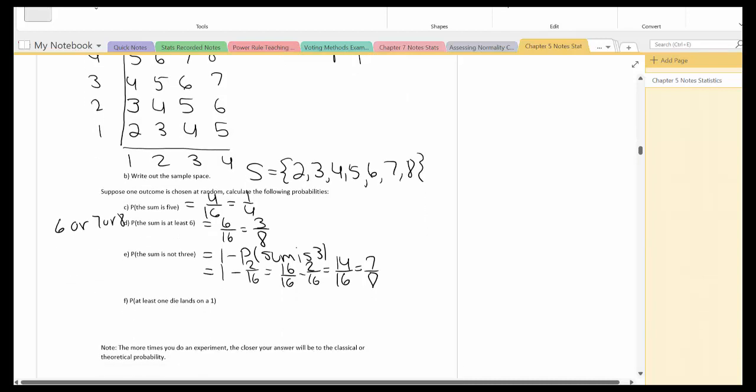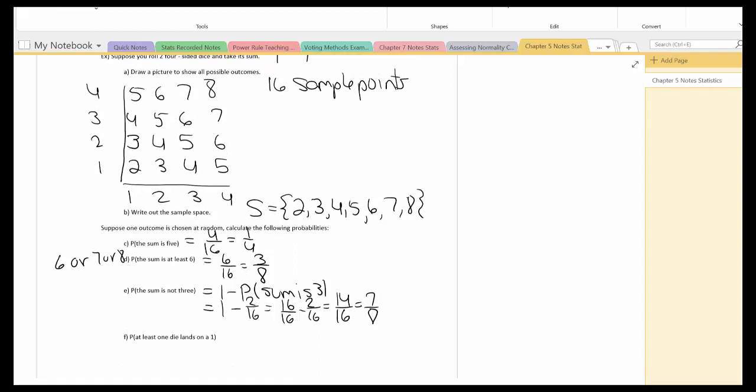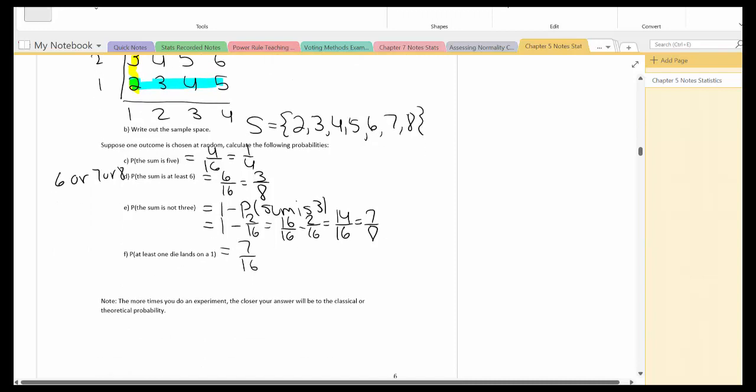All right. So at least one die lands on a 1. So that would be this particular column or this particular row, where at least one of the dice lands on a 1. Notice it's not saying sum, just landing on it. Let's count. 1, 2, 3, 4, can't count it again, 5, 6, and 7. So here that's going to be 7 out of 16. So keep in mind, the more times you do an experiment, the closer your answer will be to the classical or theoretical probability.